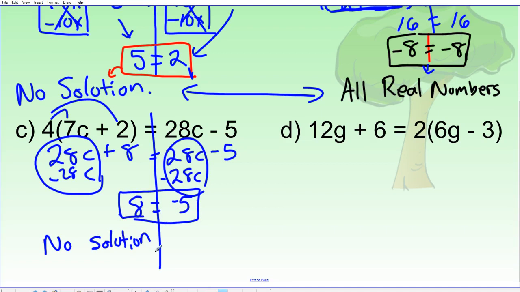Make sure you don't just stop here. The answer is no solution. The answer is not 8 equals negative 5. This is the evidence to tell you the answer is no solution. Okay?